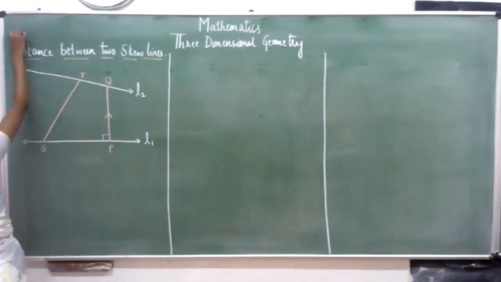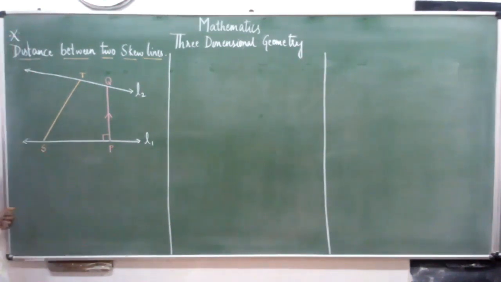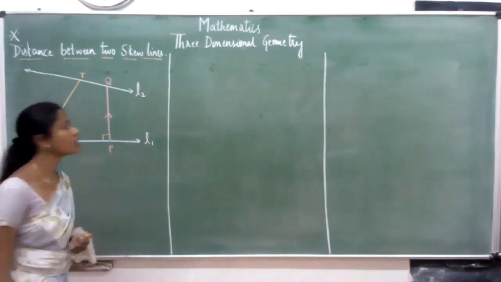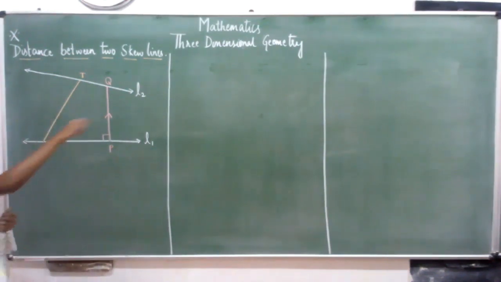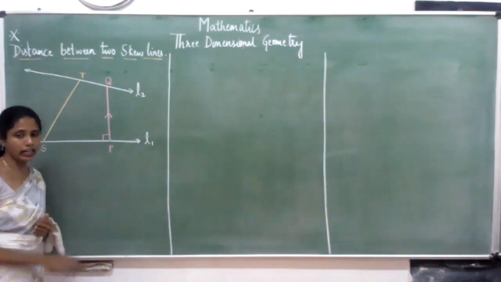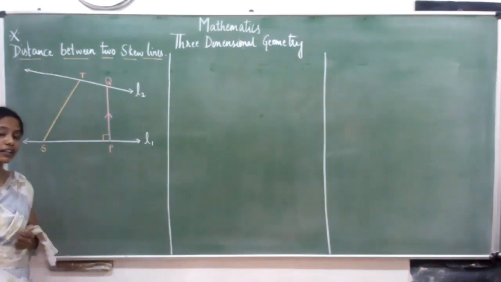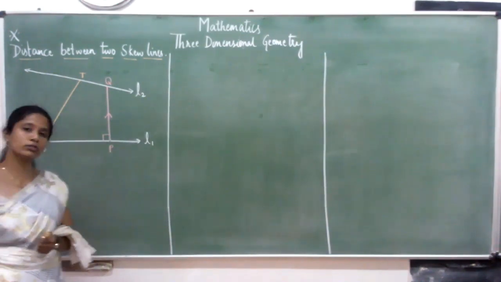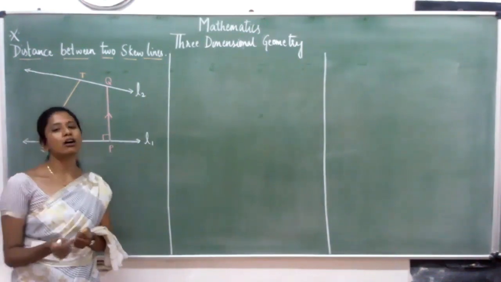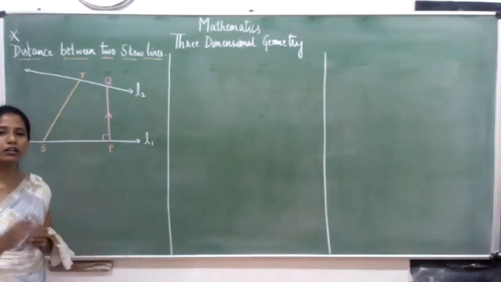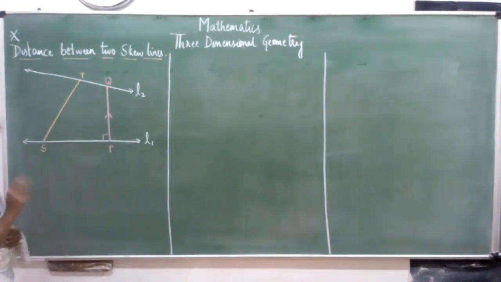So let us find the distance between two skew lines. This is an important derivation. Again, this will be asked for 5 marks. Here I have considered two lines L1 and L2. These two lines are skew lines. What are skew lines? Those lines which are neither parallel nor intersect, and also they are non-coplanar.